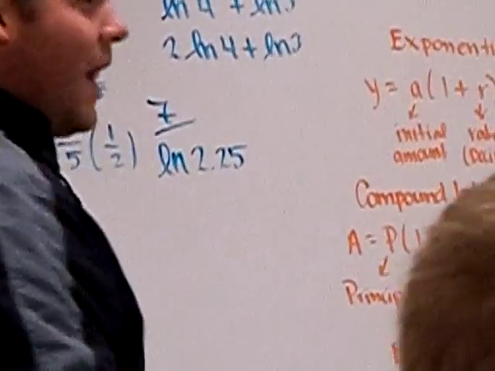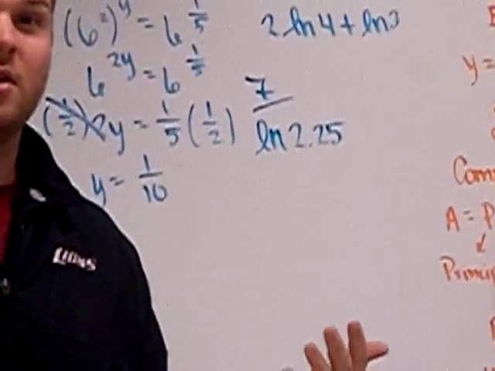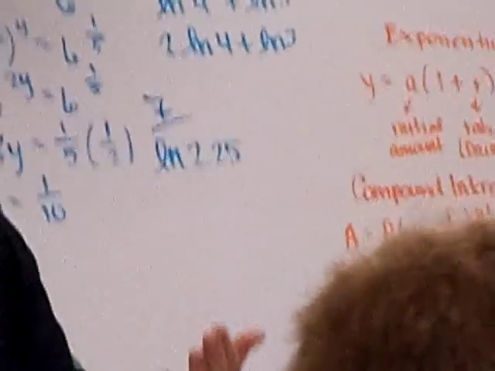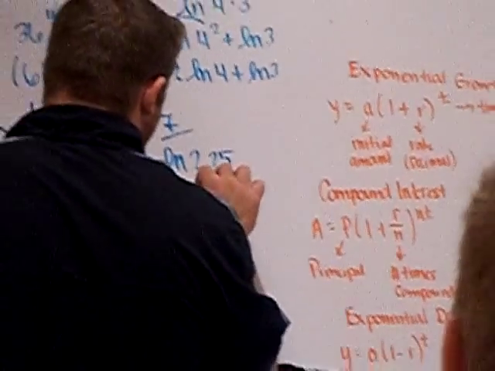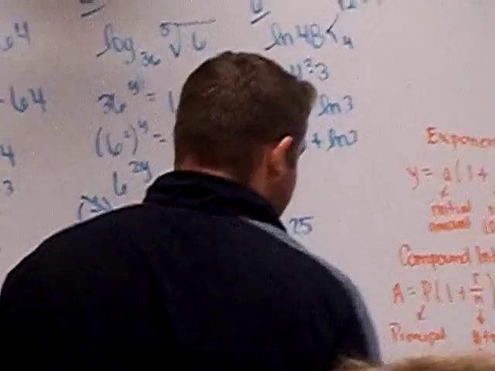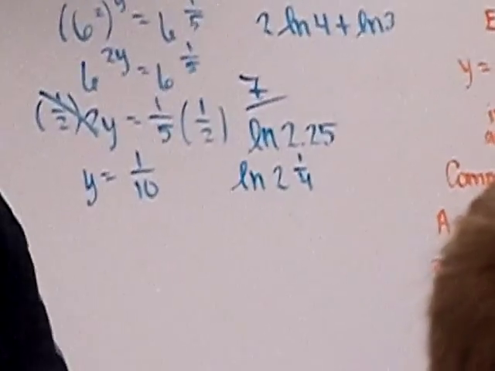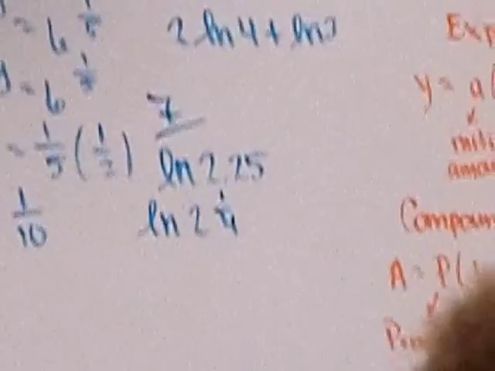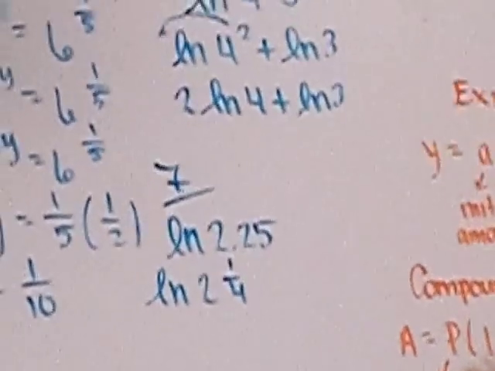What is 0.25 as a fraction? 25 100ths and simplifies to 1/4, right? Yes. So we have the natural log of 2 1/4. Well, I don't like mixed numbers because they look weird and they've got a big number and it's fractions, and that's just not fun. Alright, so let's make everything improper.